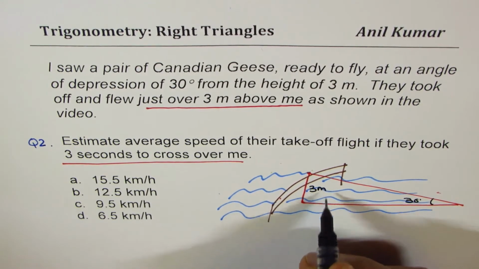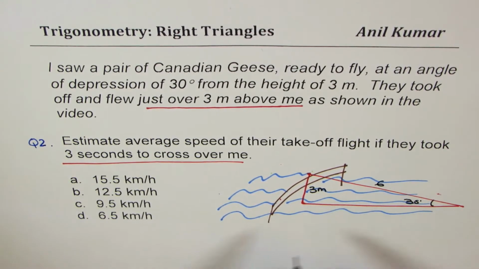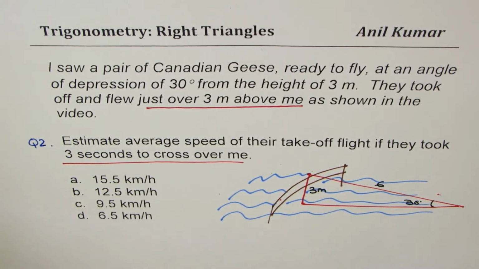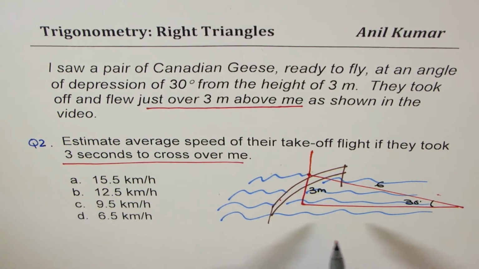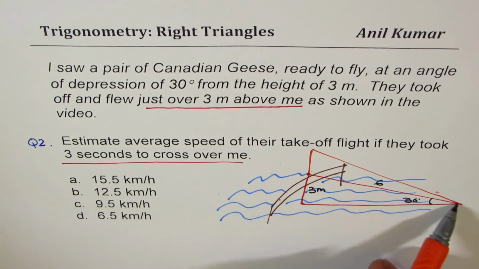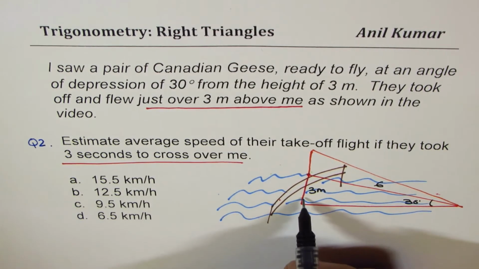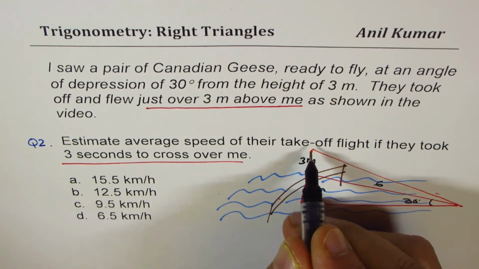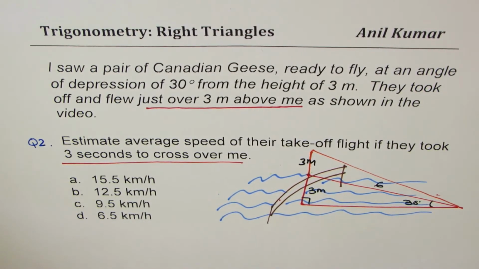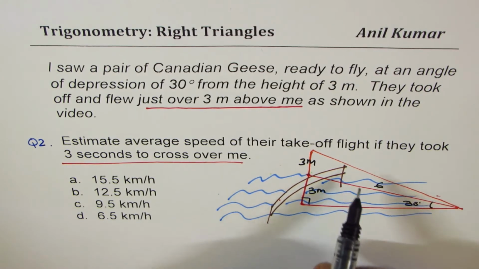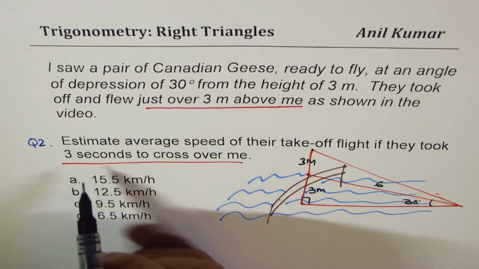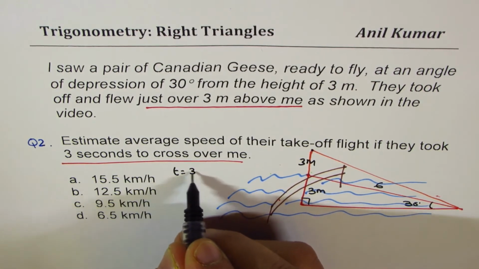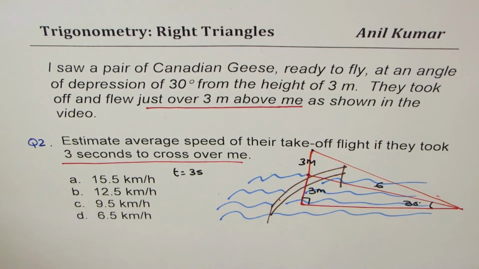My height is 3 meters, and we just found that this distance is 6, and what now happens is that they flew over me, and their height was 3 meters over me, right? So 3 meters more, and if I complete this, then I do get a right triangle. Adding 3 meters, that becomes 6 meters, correct? Now tell me, what is the speed? Now the distance has also changed. Time we know is 3 seconds. So time is 3 seconds. We need to find that distance.